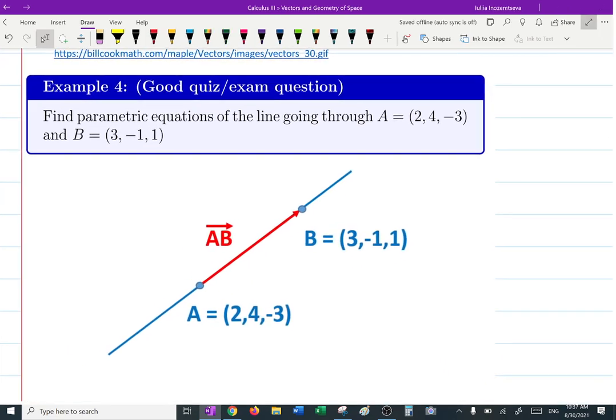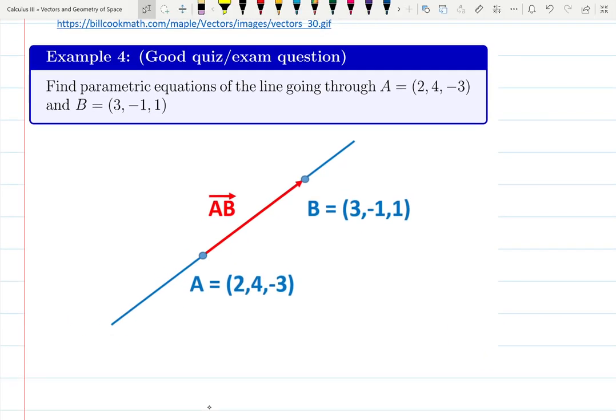One more example. This is a good quiz or exam example, which is, let's find the parametric equation of the line going through a point and a point. That is also important. So let's see. Parametric equations of the line going through A to B.